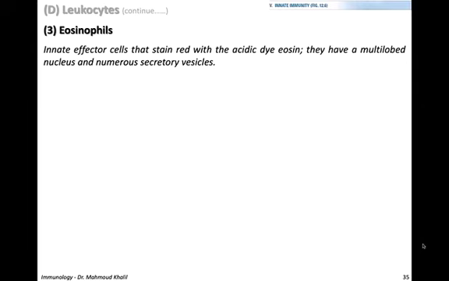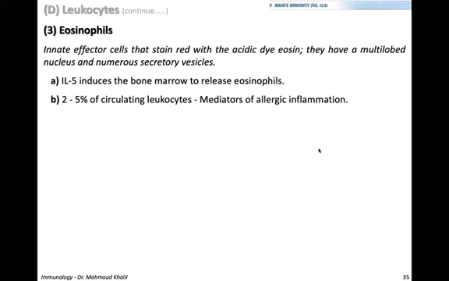For the eosinophils, these are innate effector cells that stain red, that's why eosino, with the acidic dye eosin. They have a multi-lobed nucleus as well and numerous secretory vesicles. Interleukin-5 induces the bone marrow to release eosinophils, and they represent 2 to 5% of the circulating leukocytes. They are mediators of allergic inflammation.